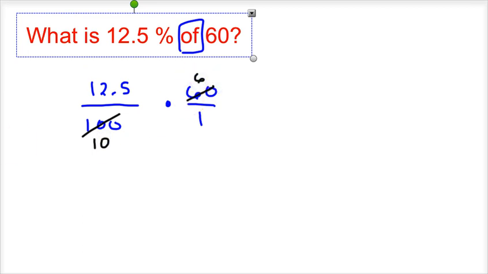I notice here again I can still simplify 10 and 6. They share another common factor of 2. 10 divided by 2 is 5. 6 divided by 2 is 3. So here I'm left with 12.5 times 3 over 5 times 1. So if I do the math on the side, 12.5 times 3: 3 times 5 is 15. 3 times 2 is 6, plus 1 is 7. 3 times 1 is 3. Bring one decimal over.